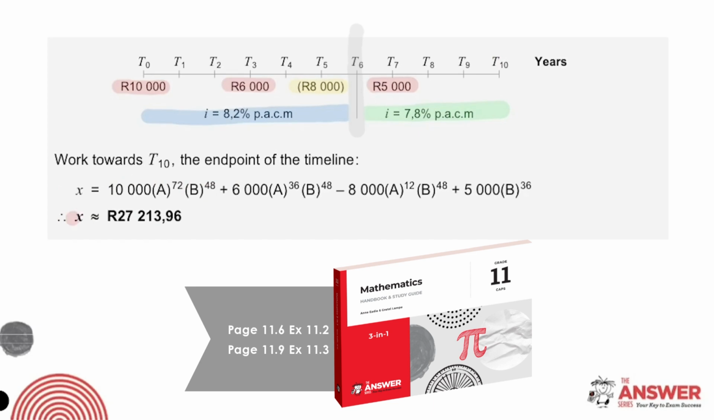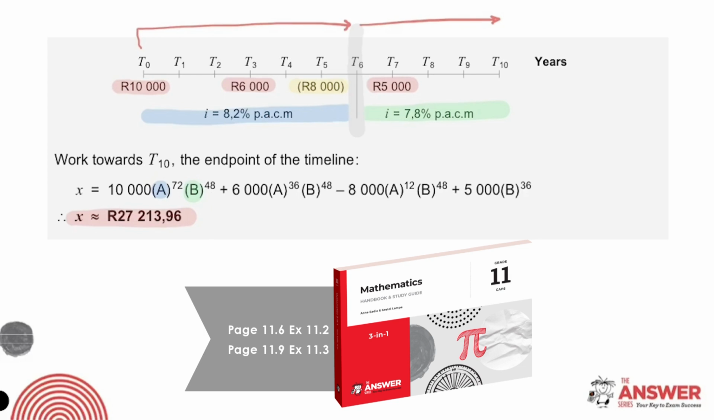Did you manage to get the correct answer? Let's have a look in depth at the calculation. The 10,000 Rand needs to be compounded forward for the first 6 years at 8.2% per annum, compounded monthly. In other words, monthly for 6 years is 72 months. And then at 7.8% per annum for the remaining 4 years, also compounded monthly. In other words, 12 times 4, which is 48 months.